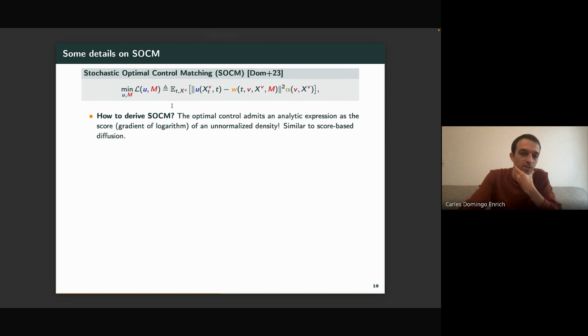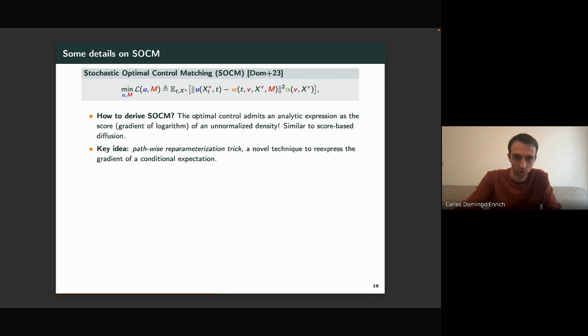So how do we derive this? Where is this coming from? The optimal control admits an analytic expression as the score, or the gradient of the log, of a normalized density. This is similar to score-based diffusion. So that's the basis of our algorithm, and I'll make this a bit more formal later on. Once we use this idea, we use this mathematical result that we call the pathwise reparameterization trick.